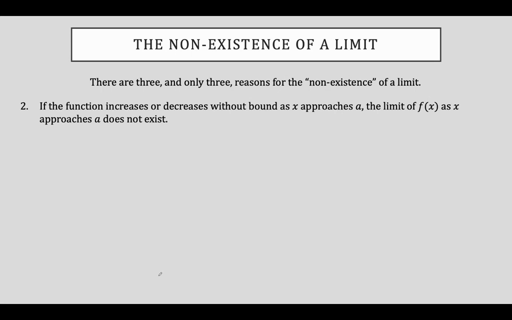Case number two for the non-existence of a limit. If the function increases or decreases without bound as x approaches a, the limit of f of x as x approaches a does not exist. So, increase or decrease without bound. That means there is no boundary on the top or the bottom of the function. In other words, the function is going to continue to go up and up and up, or the function will continue to go down and down and down.